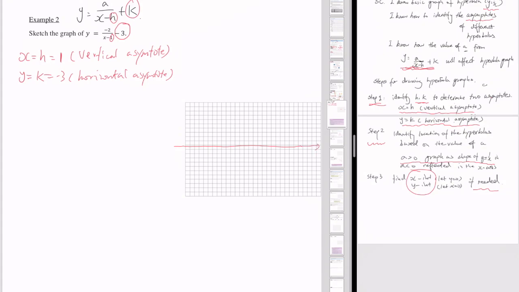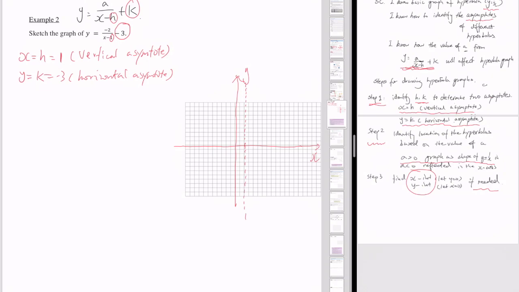Start to draw the graph. This is my y-axis, x-axis. Okay, and then draw the asymptote. x is equal to 1, vertical. So x is equal to 1. That will be my vertical asymptote.